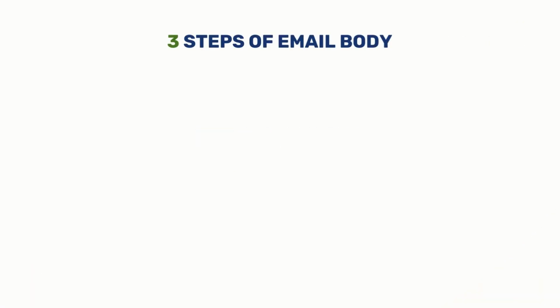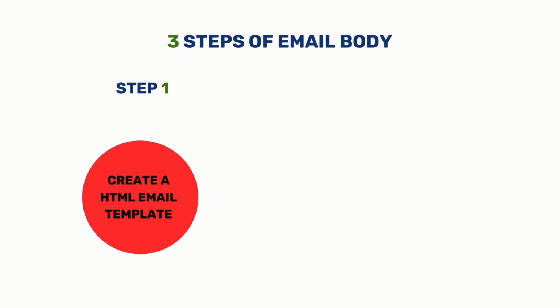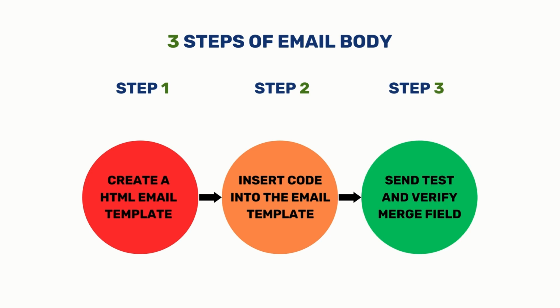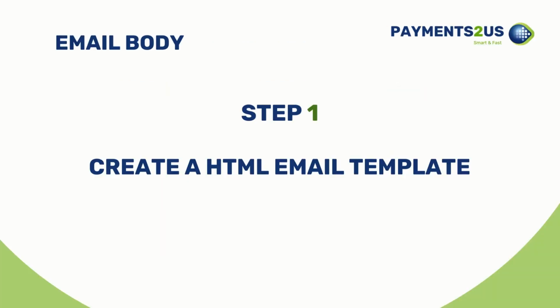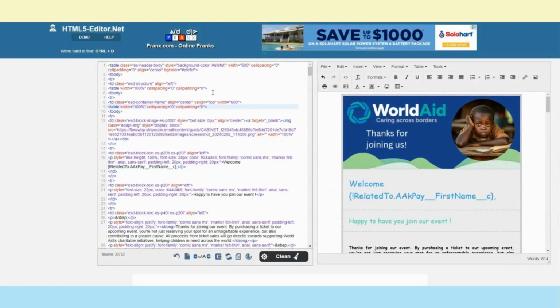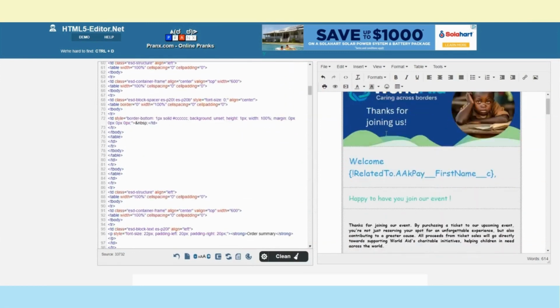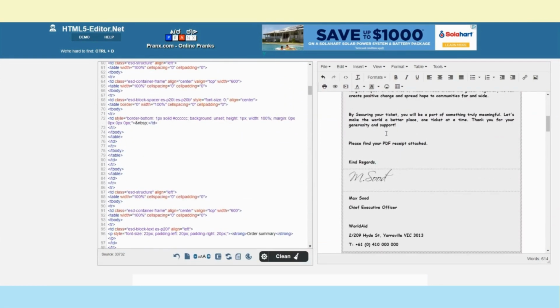And there are 3 steps you need to follow. Create a HTML email template, insert code into the email template, and send test and verify merge field. Let's go to the first step, create a HTML email template. You can use HTML tools like HTML Editor to help with your HTML code and format. The website shows at the top left corner.